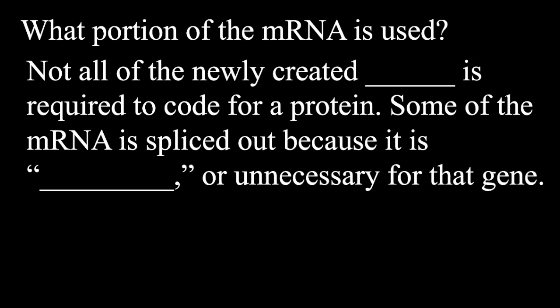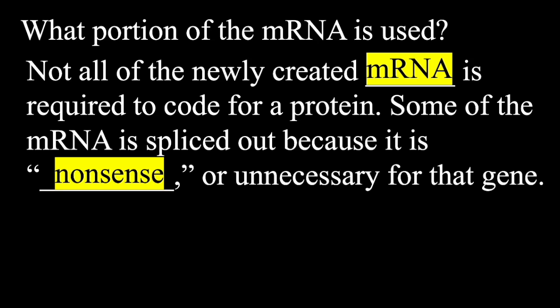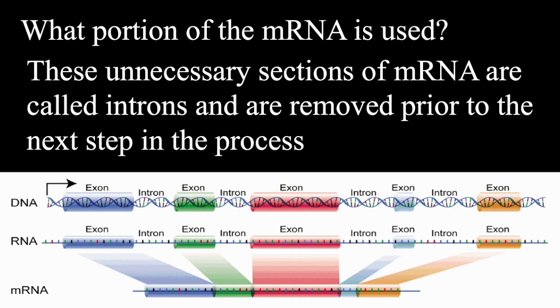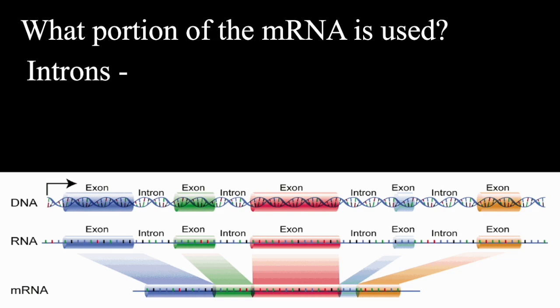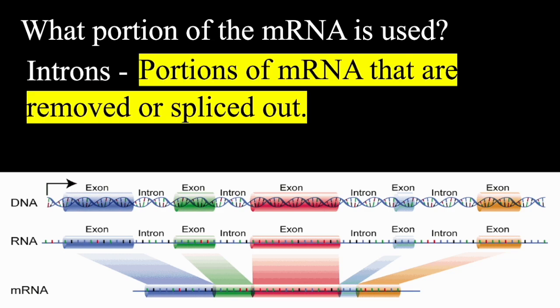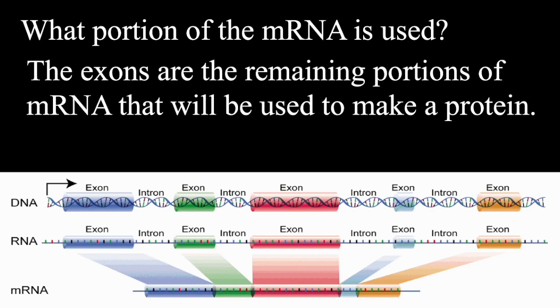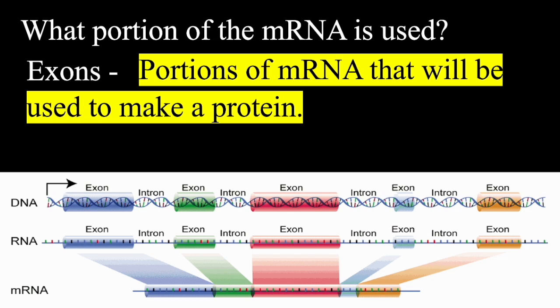Now, not all of the mRNA is going to be used. Not all the newly created mRNA is required to code for a protein. Some of the mRNA is spliced out because it's nonsense or unnecessary for that gene. These unnecessary sections of mRNA are called introns and are removed prior to the next step in the process. Introns are portions of mRNA that are removed or spliced out. The exons are the remaining portions of mRNA that will be used to make a protein.